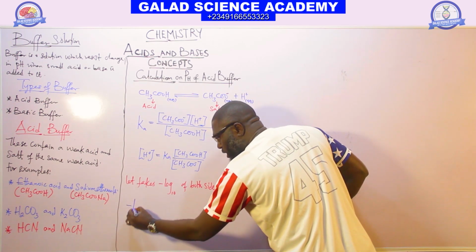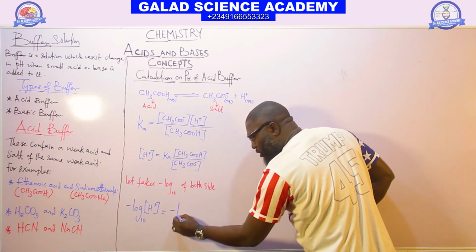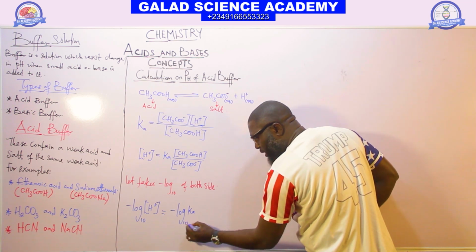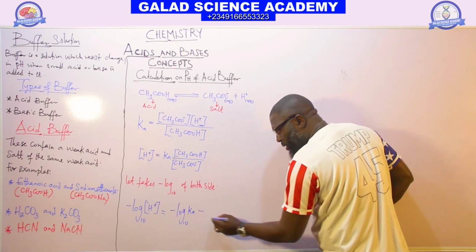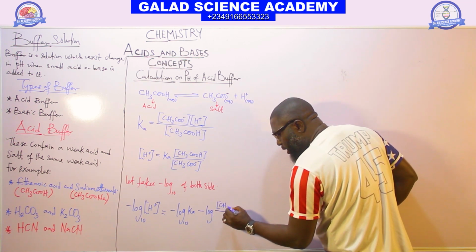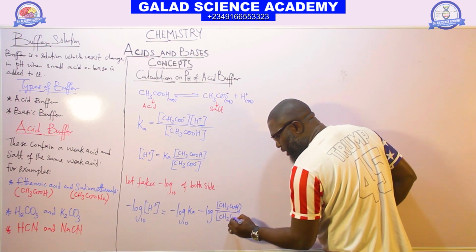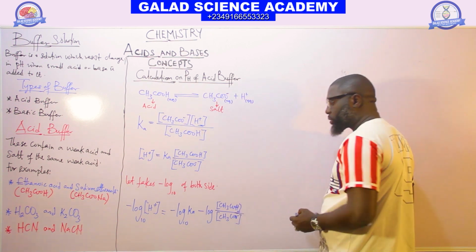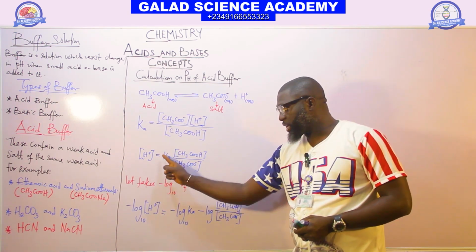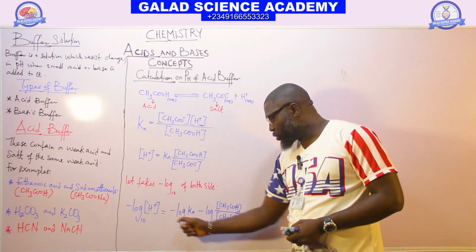This will be: minus logarithm of the concentration of H to base 10 equal to minus logarithm of K to base 10. Here, apply the law of logarithm. We split it: minus logarithm of the concentration of CH3COOH to CH3COO minus. Good. If you put logarithm here, this multiplication you can split to become addition. When it becomes addition, then logarithm will enter. So this is what we have.